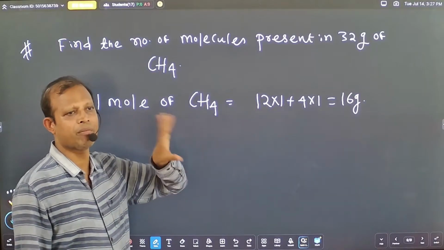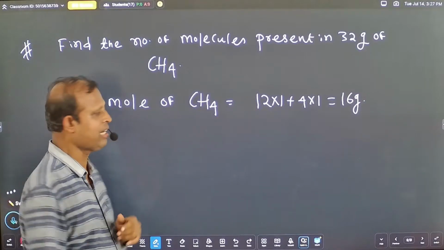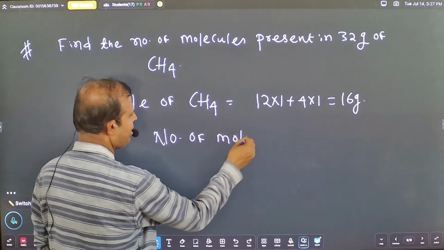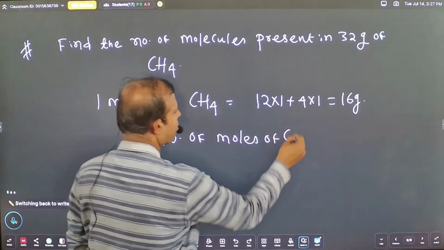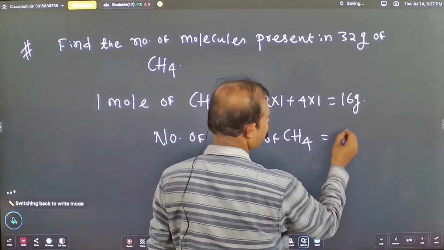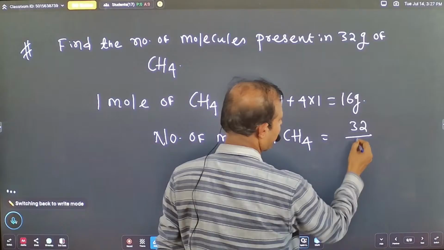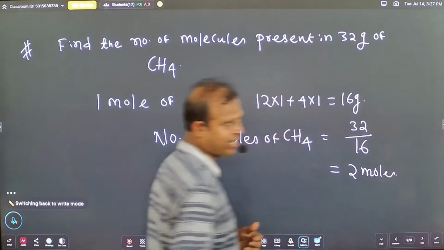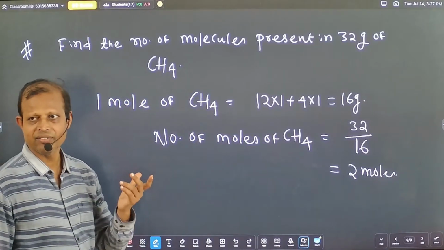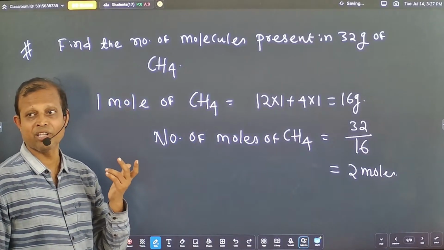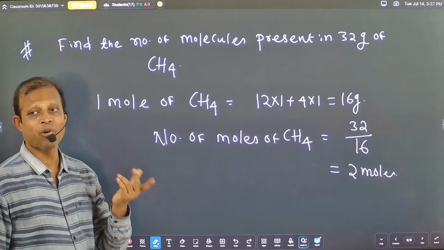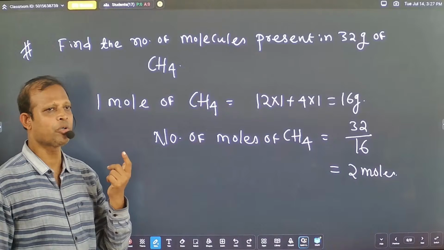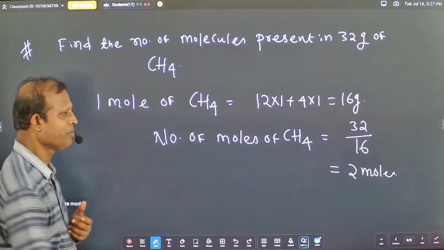Or to get the number of moles, you can do it like that. What is the formula? Given mass is 32. What is the molecular mass? 16. So it becomes 2 moles. 1 mole of methane has how many molecules? 6.022 into 10 to the power 23. Right. Done.